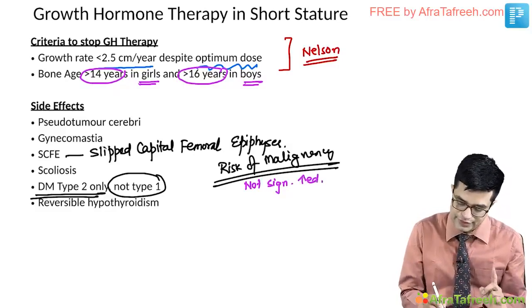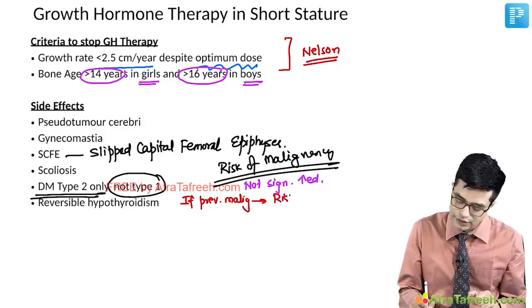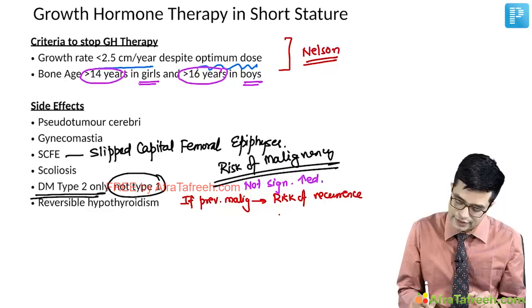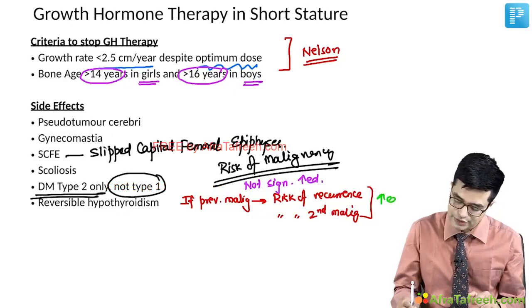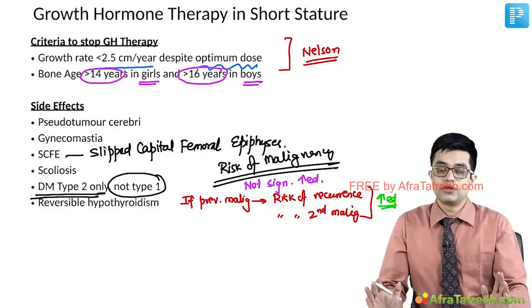However, there is a catch here. If there was a previous malignancy, then the risk of recurrence as well as the risk of second malignancy has been shown to be increased in these patients. So fresh malignancy, that significant risk is not there.